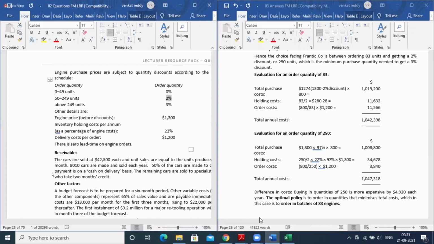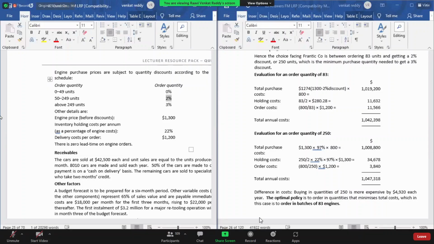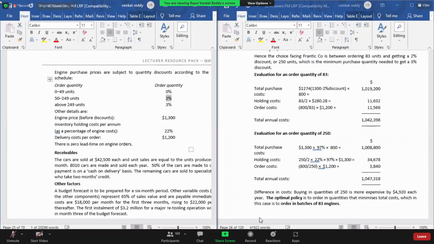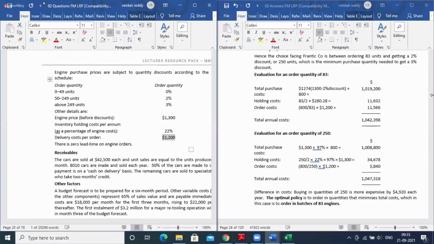And then we need to calculate the ordering cost. How do we calculate ordering cost? What is the total annual consumption? 800. And whenever you make a new order, how many units are you placing? 83. So 800 divided by 83, and whenever you make a new order, the ordering cost is 1200. Here you can see this. So 800 divided by 83 into 1200, we got 11,566. So the total inventory cost will be 104239.